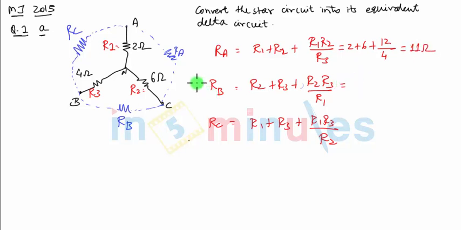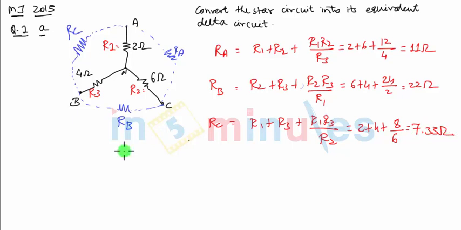The next resistance RB, which is connected between B and C, will be, R2 and R3 are given as 6 and 4. So 6 plus 4 plus their product, which is 24, divided by 2. So that is going to be 10 plus 12, which will be 22 ohms. And the last value, which is for RC, is going to be equal to R1 and R3, which is 2 plus 4, that's 6. And the product is 8 divided by the third resistance, that is 6 in this case. And this is going to be equal to 6 plus 1.33, so that will be 7.33 ohms.